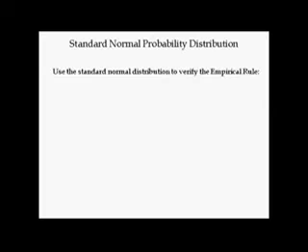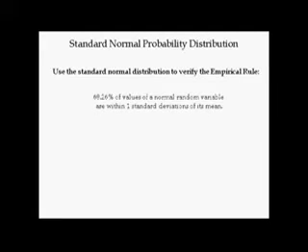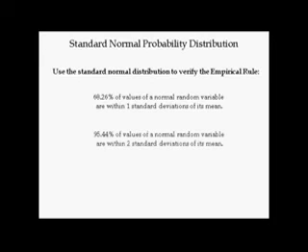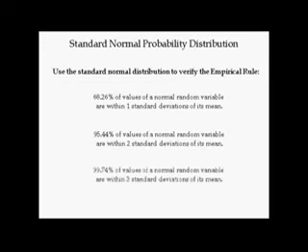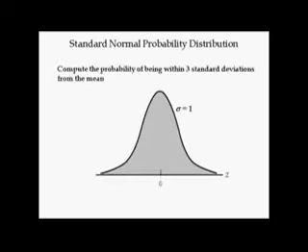We can use the standard normal table located on the inside cover of most textbooks to verify the empirical rule. 68.26% of values of a normal random variable are within one standard deviation of its mean. 95.44% of values of a normal random variable are within two standard deviations of its mean. Nearly all, or 99.74%, of values of a normal random variable are within three standard deviations of its mean. So let's compute the probability of being within three standard deviations of the mean.